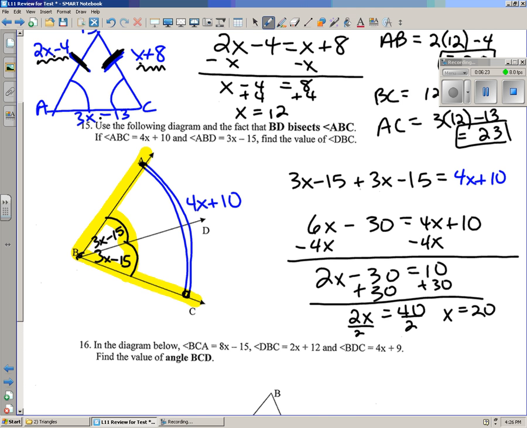Now, if x is 20, they're asking for the value of angle DBC. DBC is here. So we need to plug that into 3x minus 15. So measure of angle DBC is equal to 3 times 20 minus 15, which is 45 degrees.